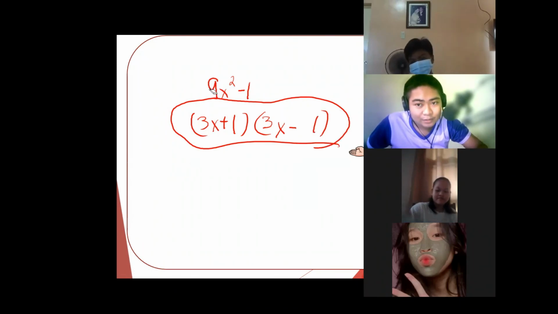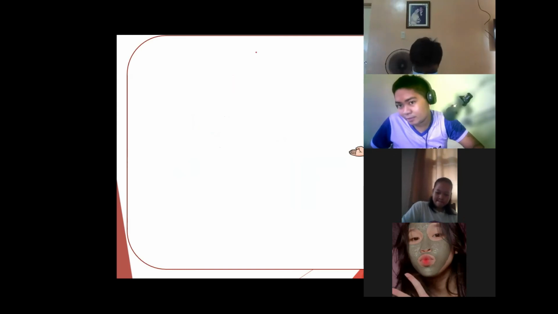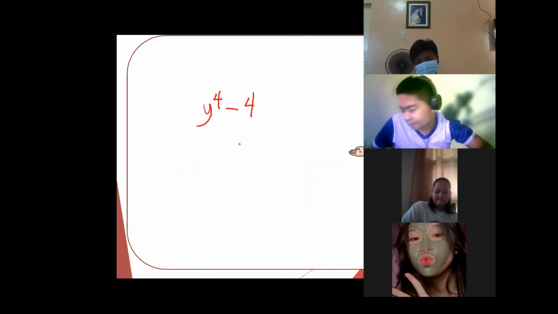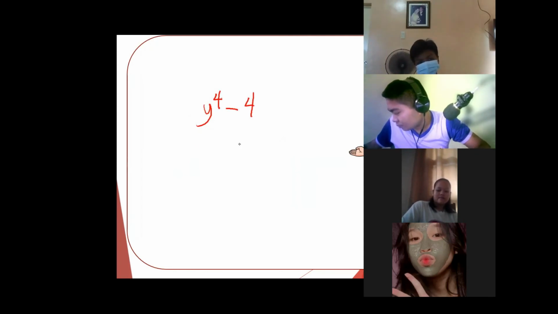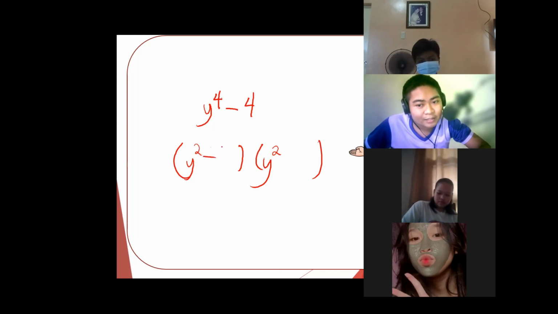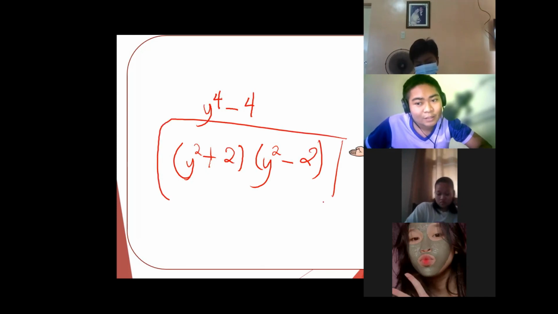Okay. Another example tayo. What if we have this? So let's try to use it. We have y raised to 4 minus 4. Ayan. So para dito, ang gagawin lang ay like this. Dalawang parentheses. Square root of y raised to 4, that would be y squared. And then, for 4 naman, we have positive, negative, okay? So, plus, minus. Square root of 4, that would be 2. Di ba? 2 times 2, that would be 4. So, ito yung magiging sagot natin. Wala na scrap. Yan na yung direct na answer.